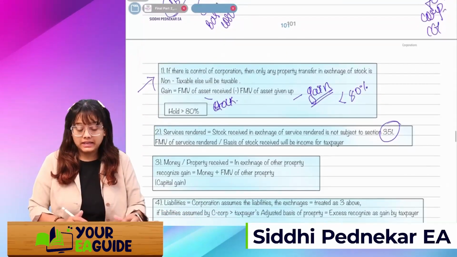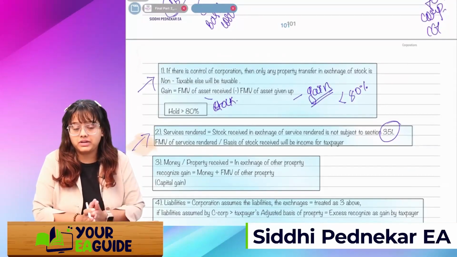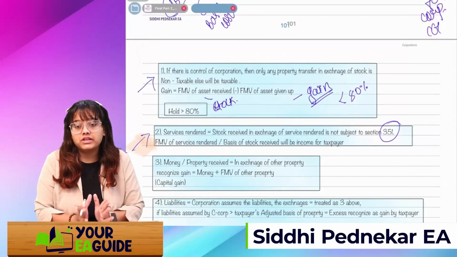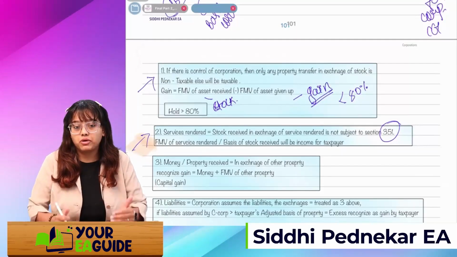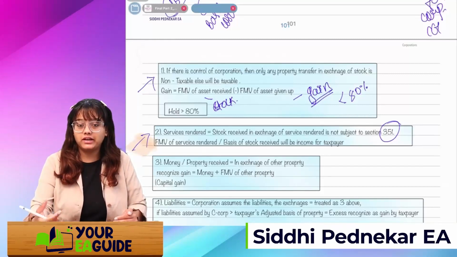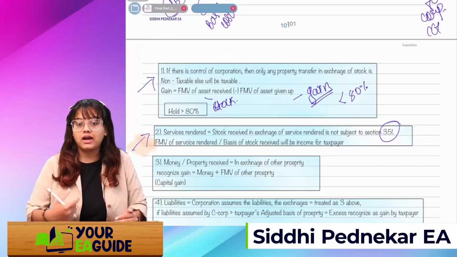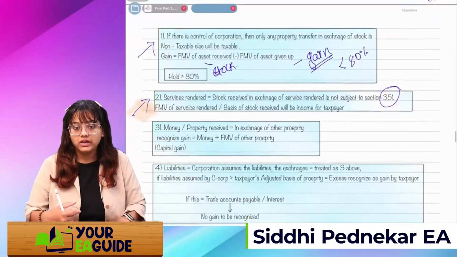Okay. Second is, if the services are rendered, stock received in exchange of services will not be subject to this provision. It means I'll just take the FMV of services rendered and include it in my tax return as income, as ordinary income. Got it?